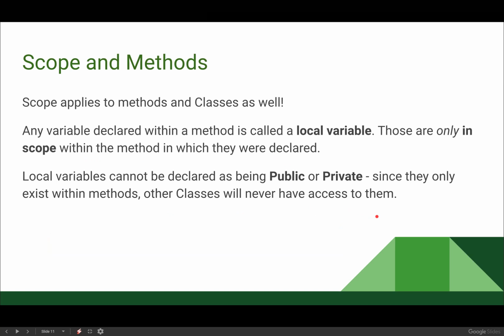Scope is also going to apply to methods and classes. So any variable that you declare within a method is going to be called a local variable. And those are only in scope. They only exist inside of the method in which you declared them. So local variables to methods cannot be declared as being public or private. Since they only exist inside of a method, you can't have other classes gain access to them.